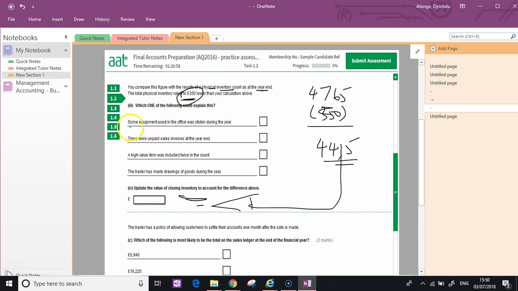Physical inventory, and this is equipment, and equipment is not inventory, so it's not this one, right? These were unpaid sales invoices. This has nothing to do with inventory. A high item was included twice. This would increase our inventory.